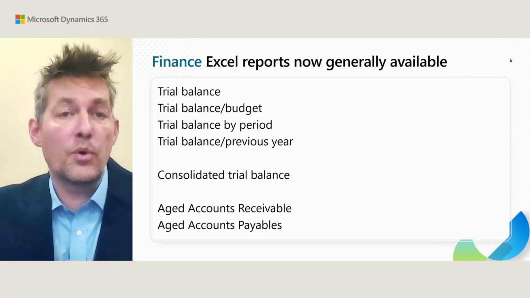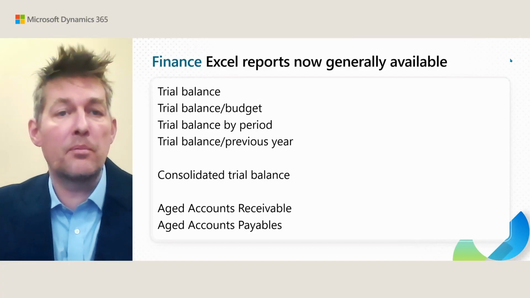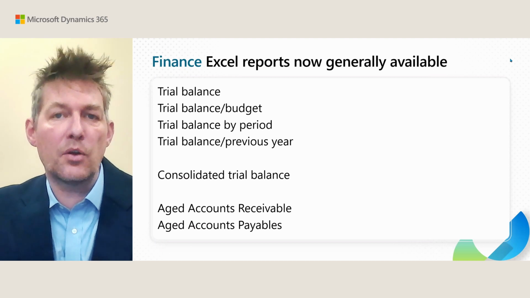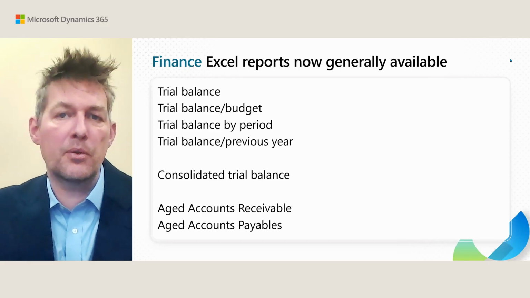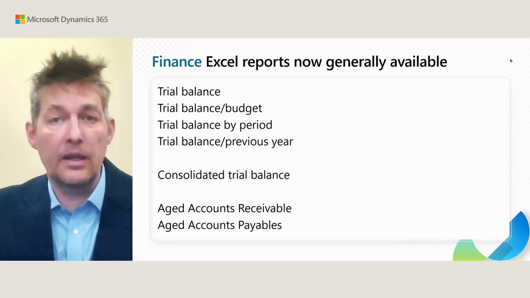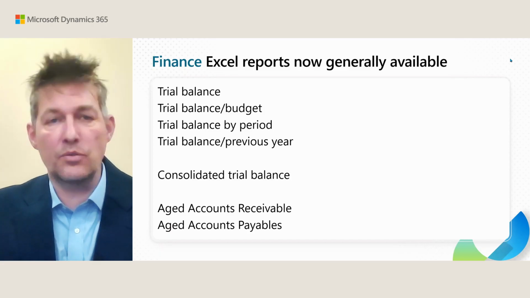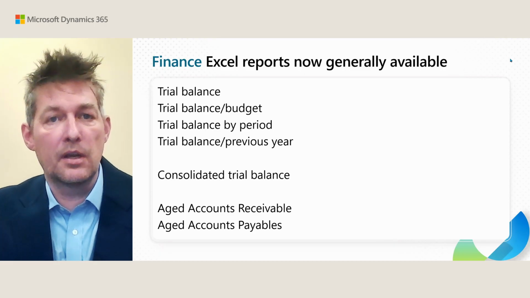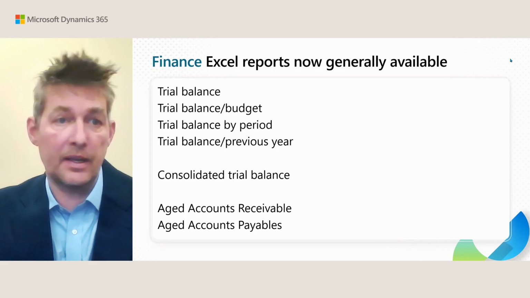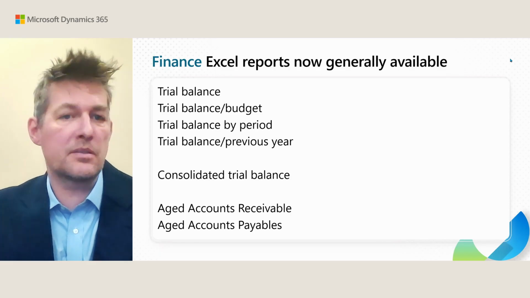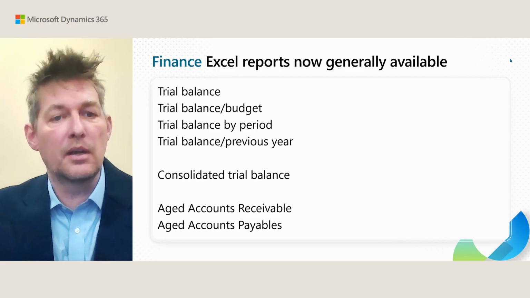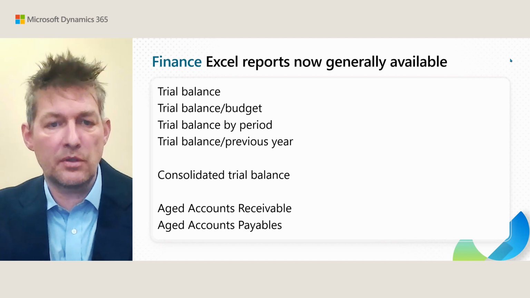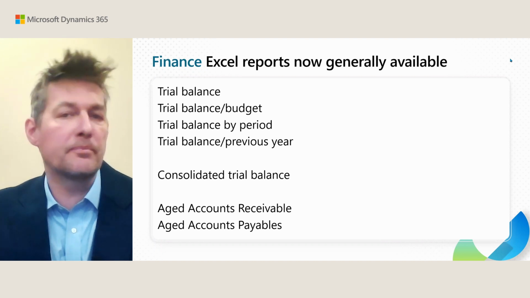In finance, we have made the Excel reports that were in preview generally available. It's not only that we made sure they worked, but we also applied a lot of new design and new things to the layouts. So here on the screen, you can see the 7 different Excel reports that are available for finance. Everything from trial balance to consolidated trial balance, if you use consolidation companies, but also collectibles, receivables, and payables. So let me just show you one.